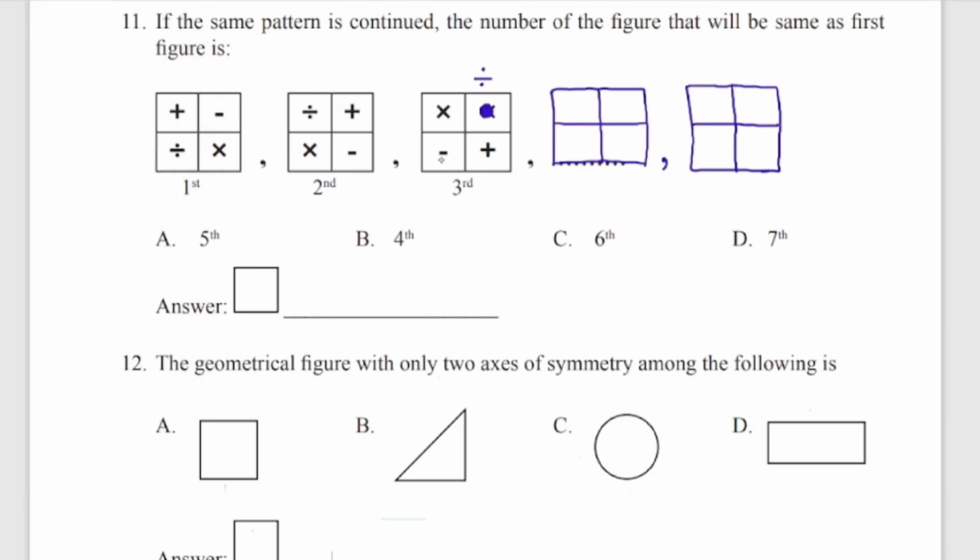So continuing the pattern, we get plus here, minus on top, multiplication, and the division sign. We have plus here, minus, multiplication and division symbol. So this is exactly as the first pattern. So it is the fifth pattern. So it is a clockwise rotation. The correct option is A, fifth pattern.